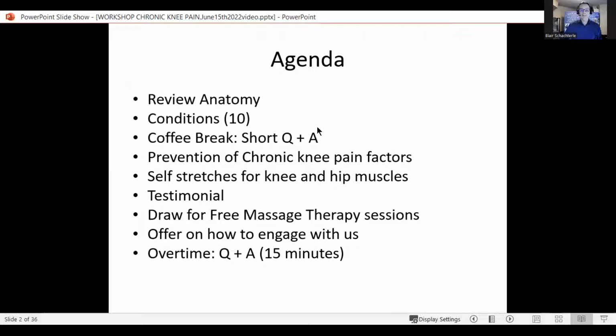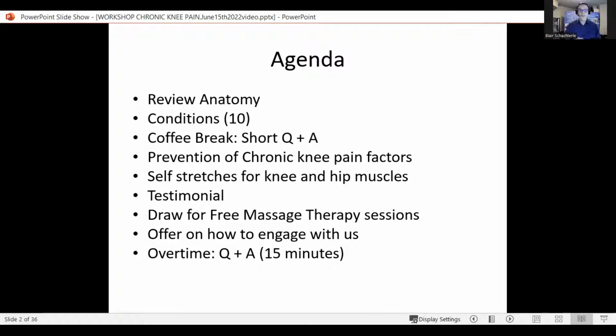Coffee break, yeah, Q&A. So if you have any questions about conditions or anatomy type thing, just pop the questions right into the chat box. And the chat box is on the bottom of your toolbar there. You just click on chat and it kind of opens on the right side of your screen and just literally type in and then press enter. So we can maybe answer a few quick questions during our quote unquote virtual coffee break. And then after that, we're going to talk about prevention.